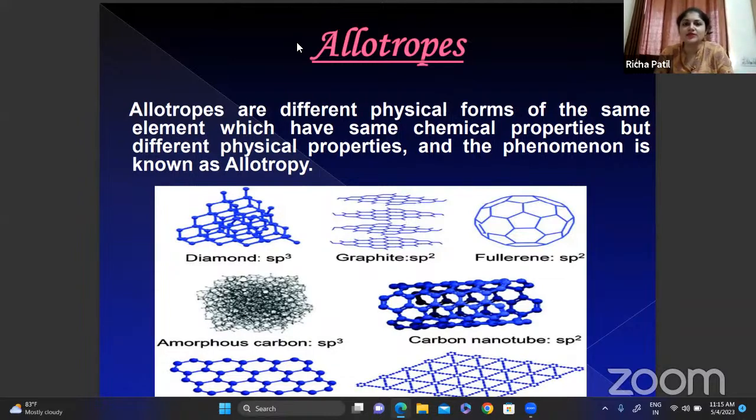So what are allotropes? Allotropes are different physical forms of the same element which have the same chemical properties, but their physical forms or physical properties are different. Then it is said to be allotropes. So what are the different allotropes of carbon? Diamond, graphite, fullerene, and carbon nanotubes. These are some of the allotropes of carbon. Allotropes means they have different physical forms and the same chemical properties.